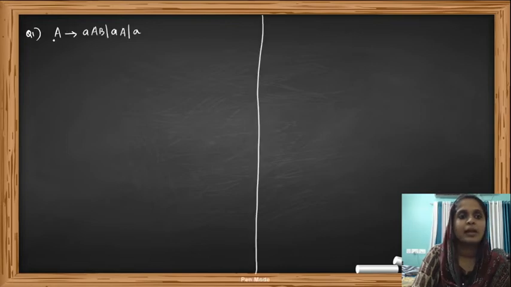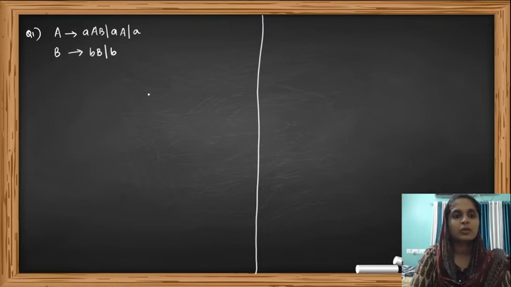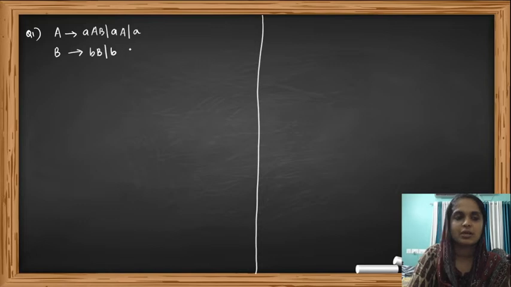Example number 1. A produces AAB bar AA bar A, and B produces BB bar B. Okay, so this is our question. We have to eliminate left factor from both of these productions. So the solution will be, first let's consider the first production, that is the A production.